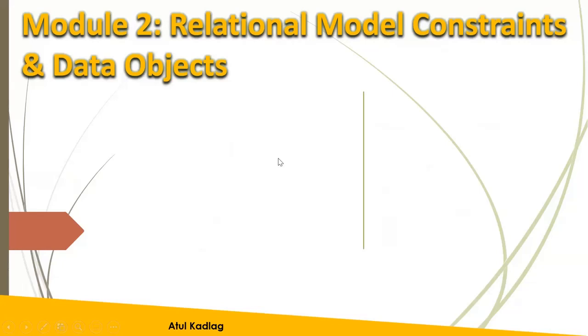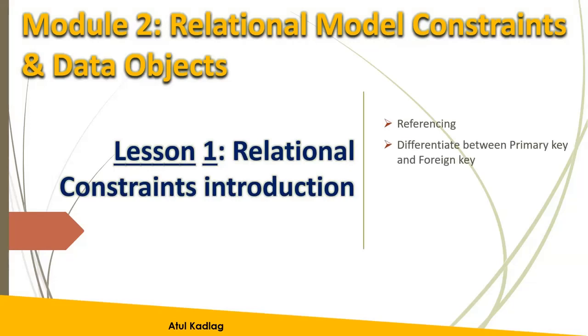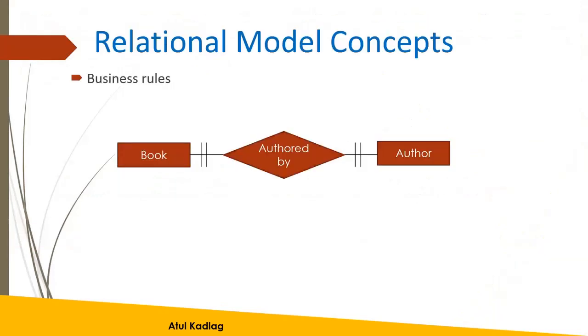Now we are in module 2, where we are going to see some of the relational model constraints and data objects concepts. The first lesson is the relational construct introduction, where we will see what referencing is, how we can differentiate between primary key and foreign key, what a parent table is, and how we can identify its dependent table.